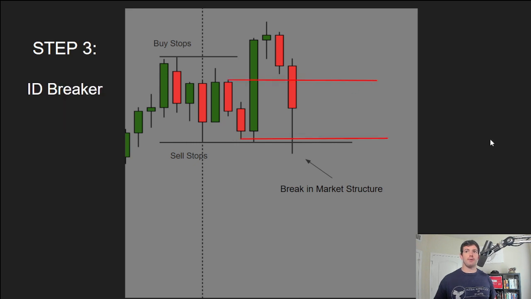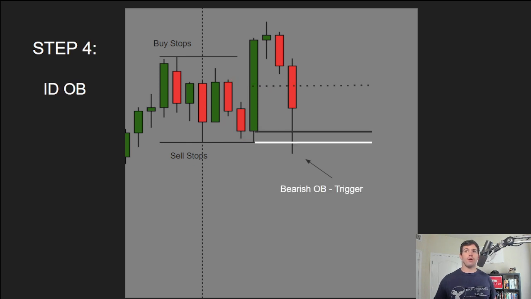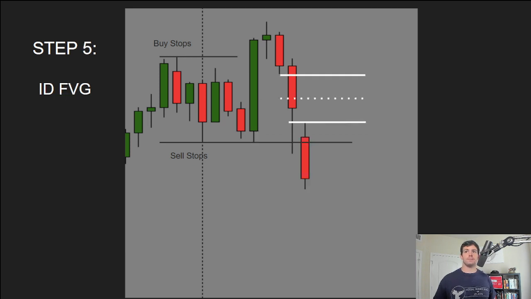So step three, we're going to identify our breaker. Again, we're going to look at the low, the high, and the 50% of those levels. Step four, we're going to identify our order block. I identified the trigger, the open, and the mean threshold. Now we identify our fair value gap. Again, between that first candle and that third candle, there are no wicks trading up into it.